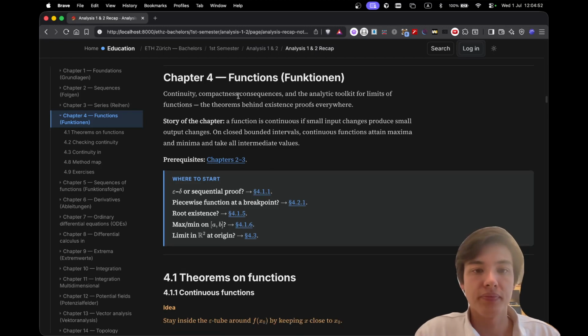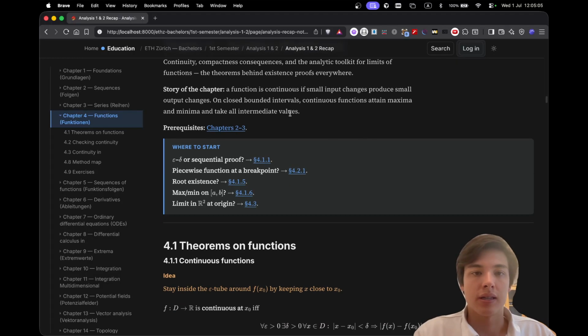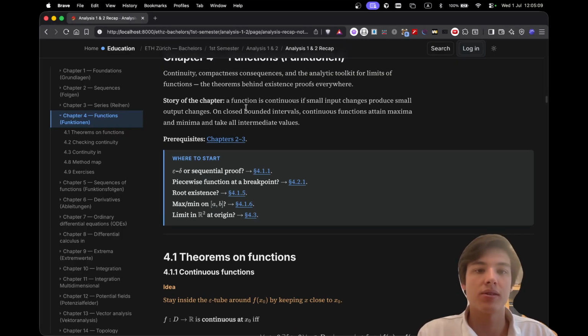Functions. So what will we look at? Continuity, compactness, analytical tools for limits of functions, and theorems and proofs. Or no proofs, just theorems.